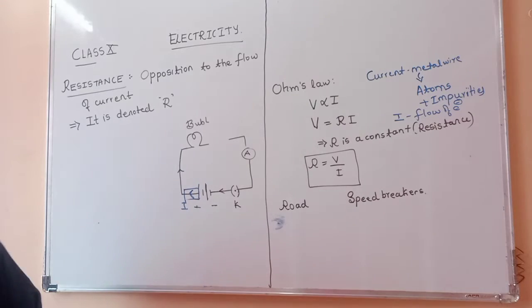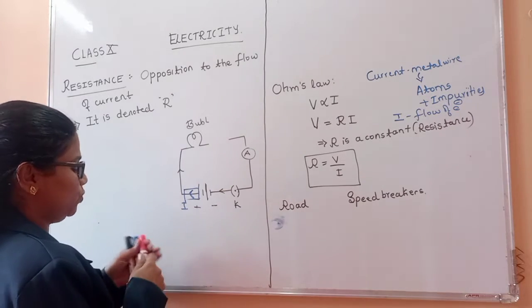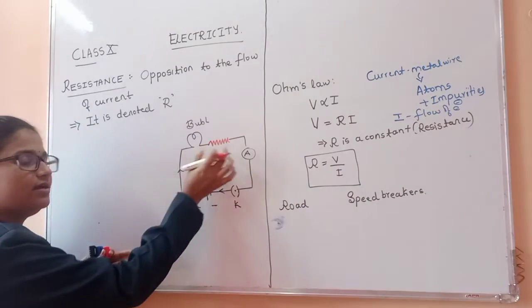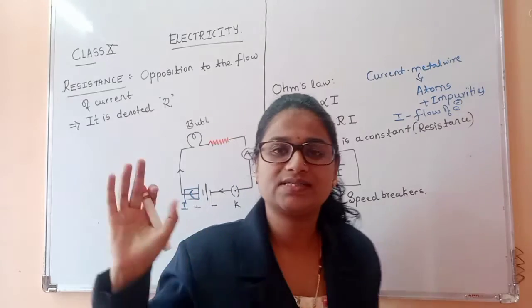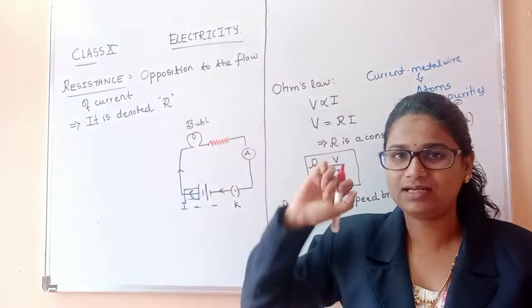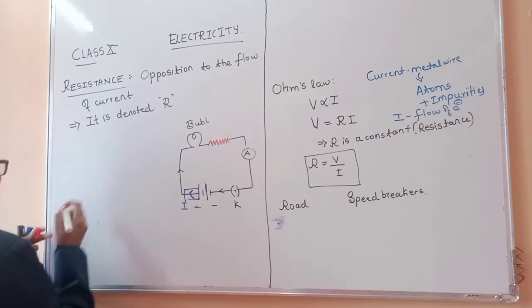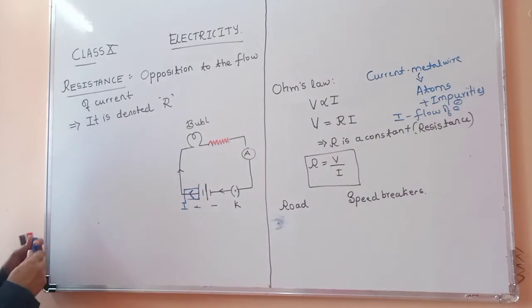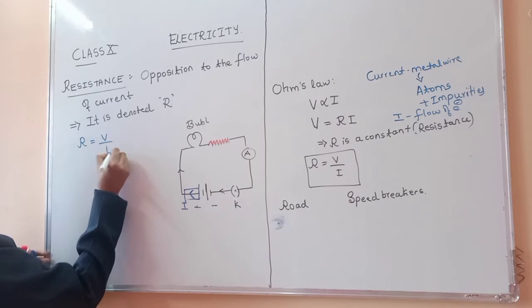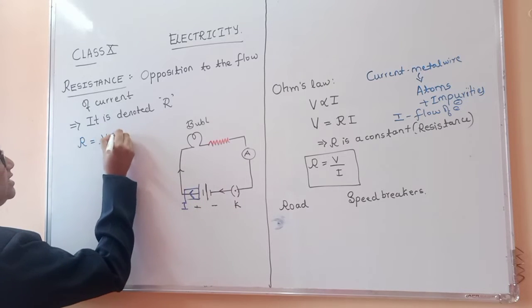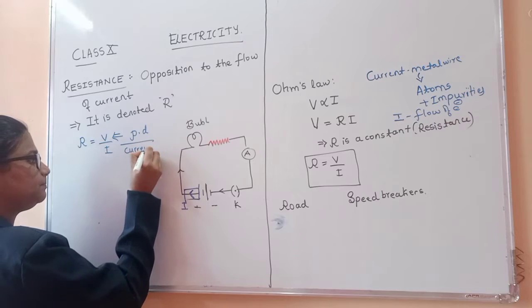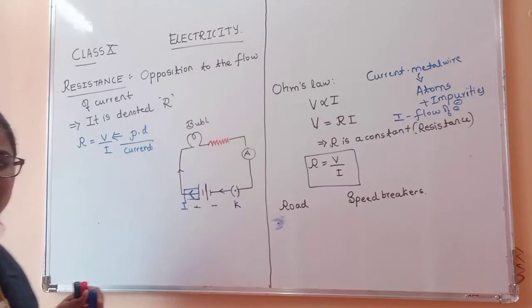Like this you can show that a circuit has a resistor or a resistance. It is denoted by capital letter R. And we know that the resistance can be found by a formula, that is R is equal to V by I, where V signifies potential difference and I is nothing but current. Okay, potential difference and current.